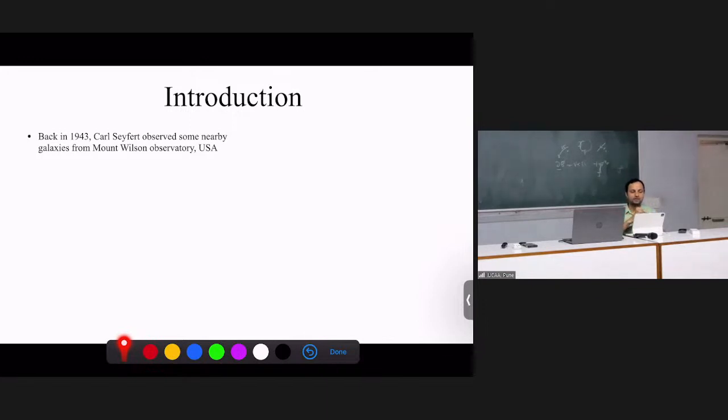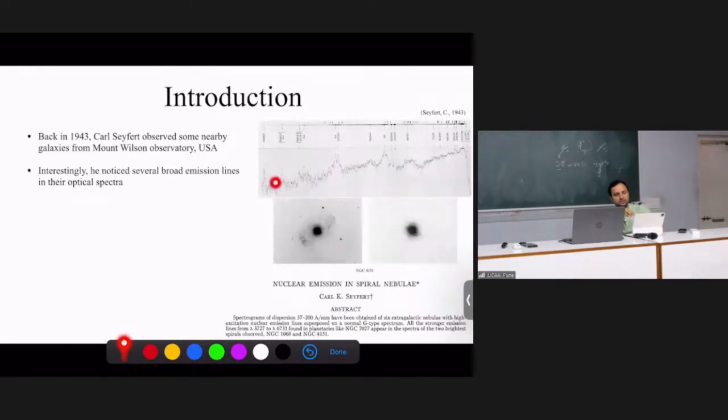So in 1943, there was one scientist named Carl Seyfert. He was observing some galaxies from Mount Wilson Observatory in the United States. This is what he saw. This is the spectrum of that galaxy, and he published it. So people were publishing papers in the 1940s. This is an old tradition. Einstein also wrote papers on general relativity. It was in German. You can find the original scanned version of the article which he wrote.